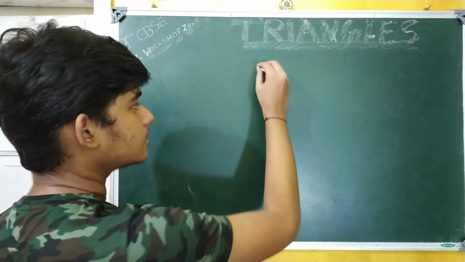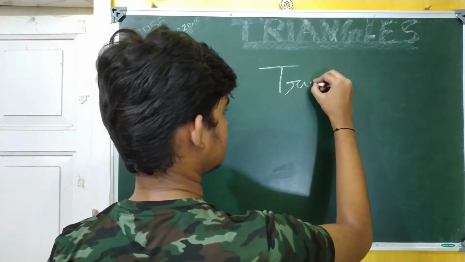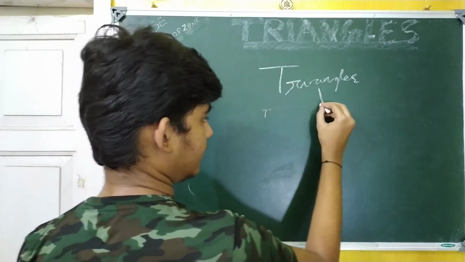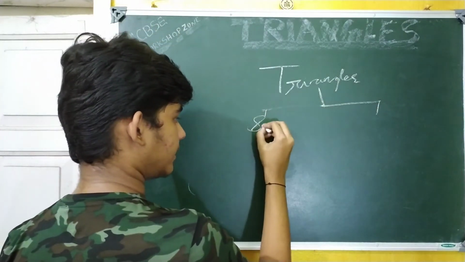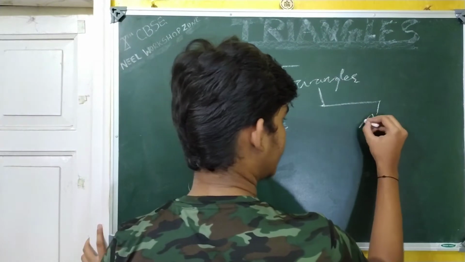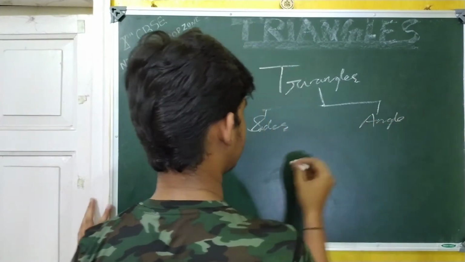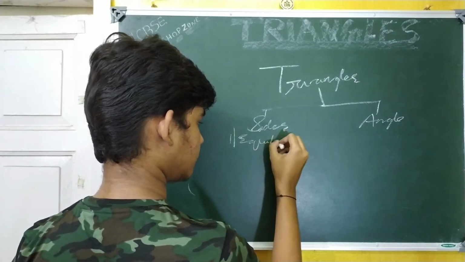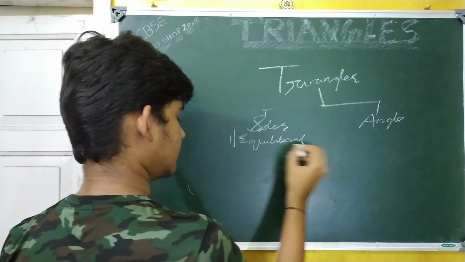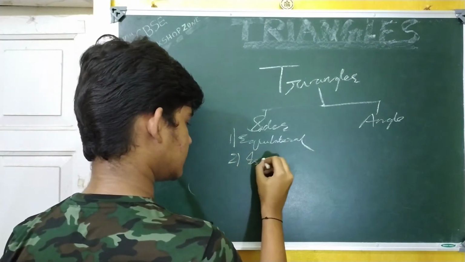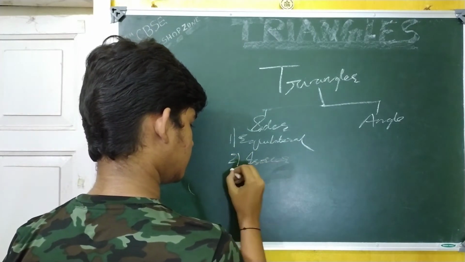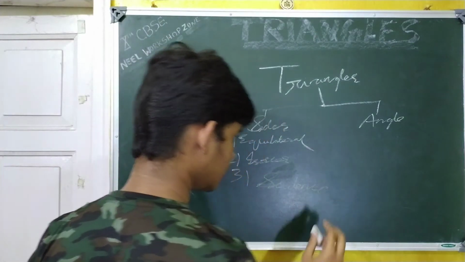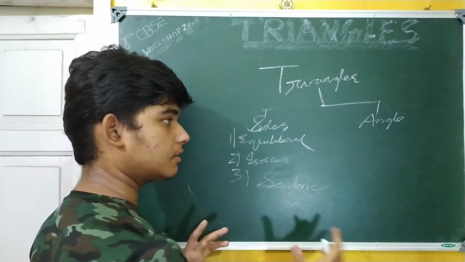So, triangles are classified by two methods: by sides and by angles. The first one is equilateral, the next one is isosceles, and the third one is scalene. First let's talk about the sides, then we'll go to the angles.